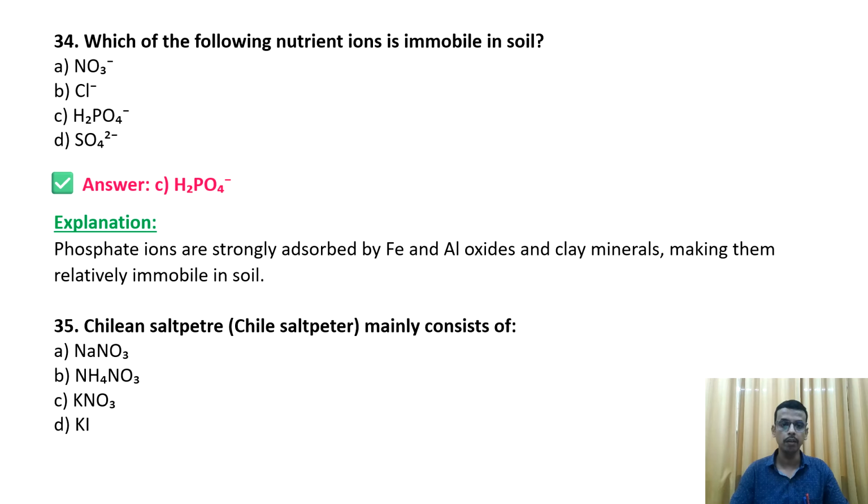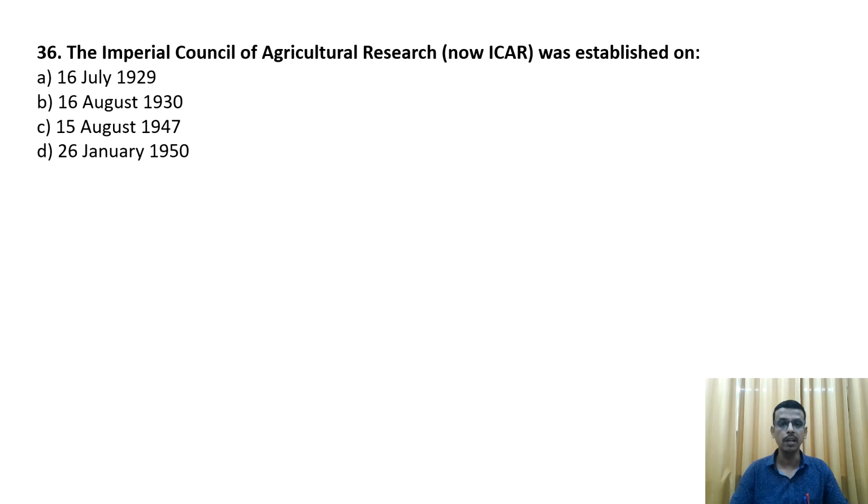Then coming to 35, Chilean saltpeter. This is important: sodium nitrate is called Chile saltpeter. Then the Imperial Council of Agricultural Research, now ICAR, Indian Council of Agricultural Research, was established on 16 July 1929.